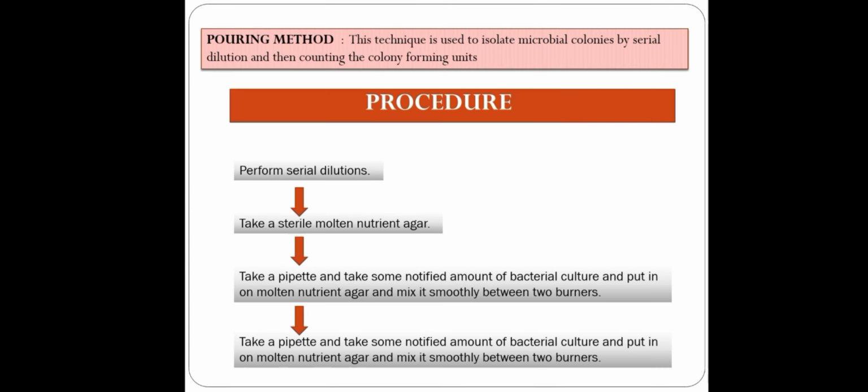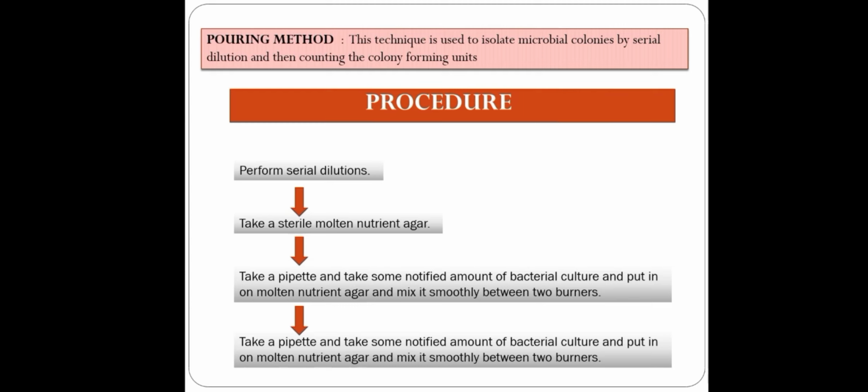Pour plate method. This technique is used to isolate microbial colonies by serial dilution and then counting the colony forming units. The procedure includes performing serial dilutions. It can vary.